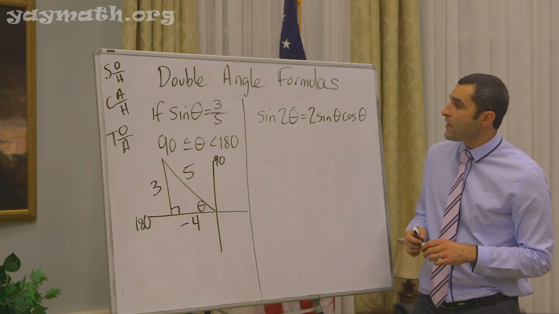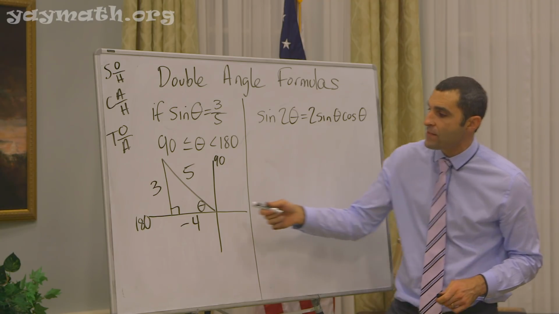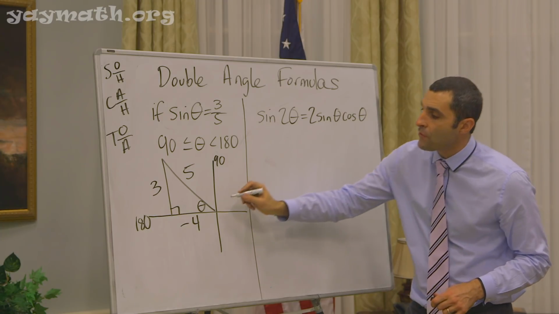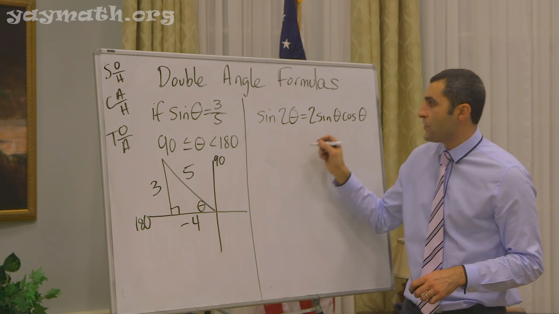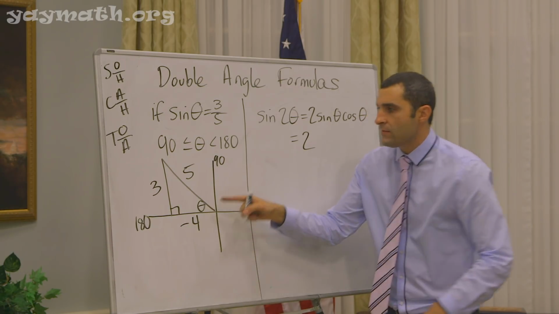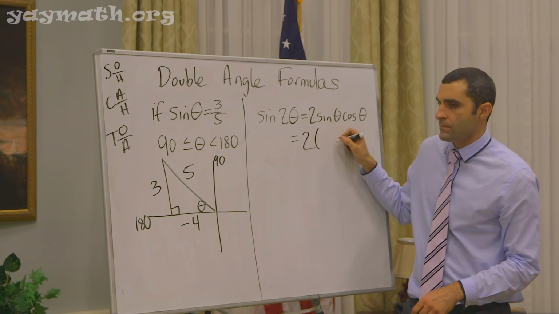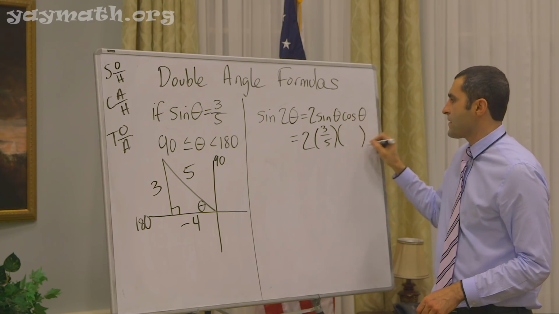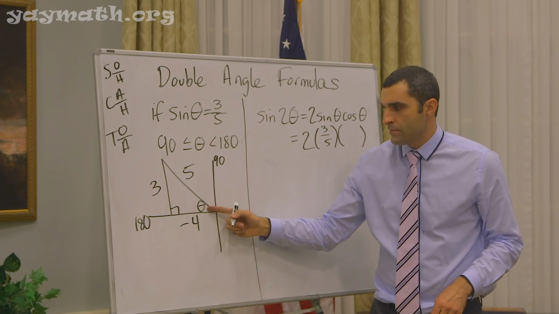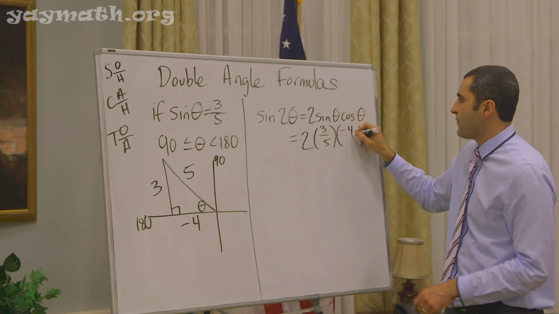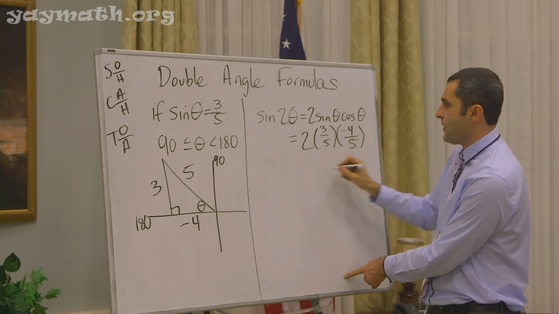Application. So let's talk about it. If we wanted sine of twice this angle, it would be this. Again, we don't really care what the angle is. We just care what the ratios are. It equals 2 times sine of the angle, which is given, 3 over 5, and cosine of this angle, which is negative 4 over 5. You're getting very comfortable with that.